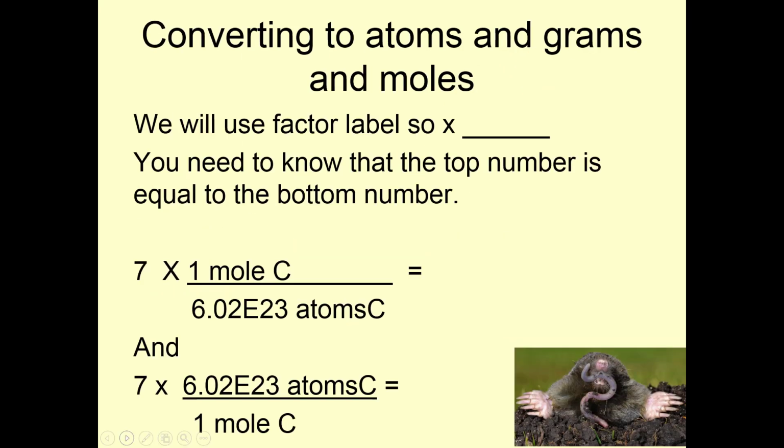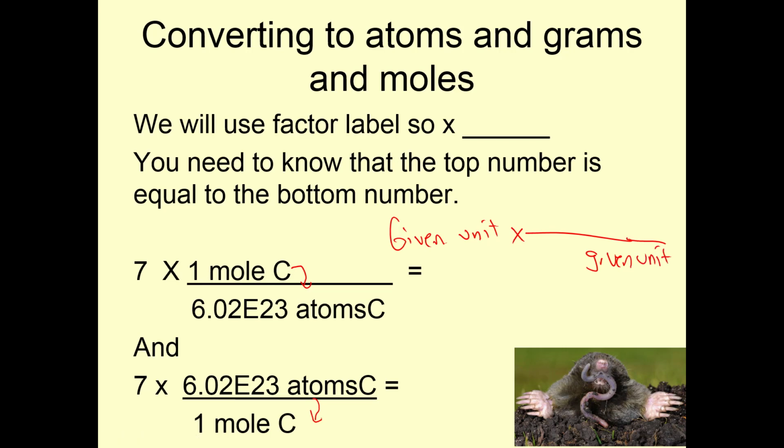Good. Converting to atoms and grams and moles. We'll use the factor label method, so that's the times dividing bar. We did this a bunch before. You need to know the top number is equal to the bottom number. 1 mole of carbon is equal to this. 1 mole of atoms is equal to this. And when you do this, remember the first thing you want to do is given unit times dividing bar, and then that given unit is going to be on the bottom again. The number won't be the same, but the unit will always be there.